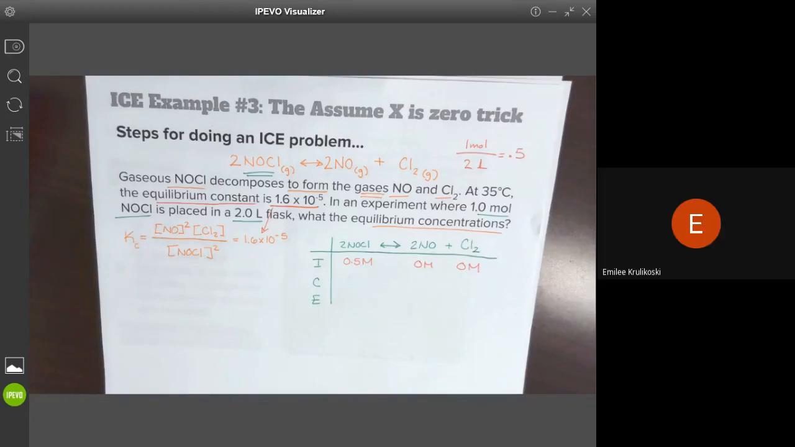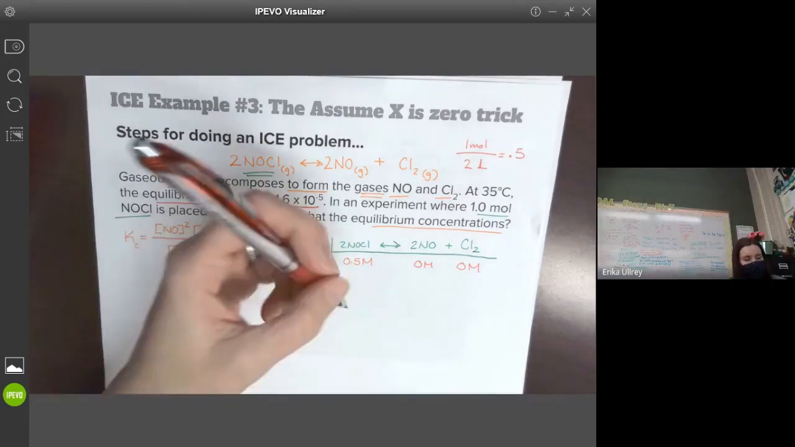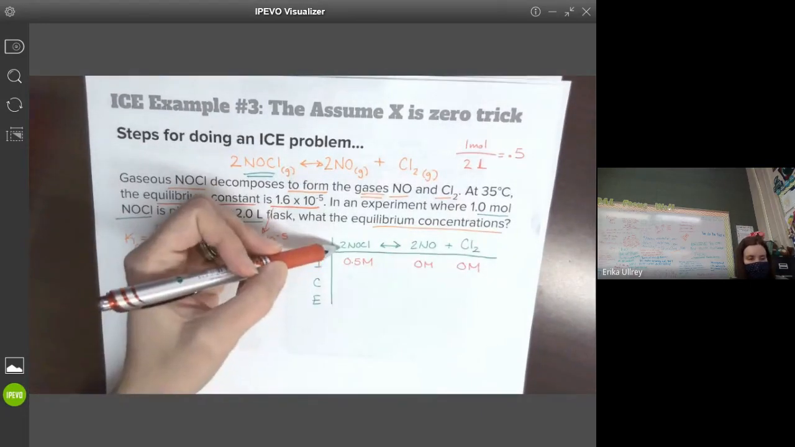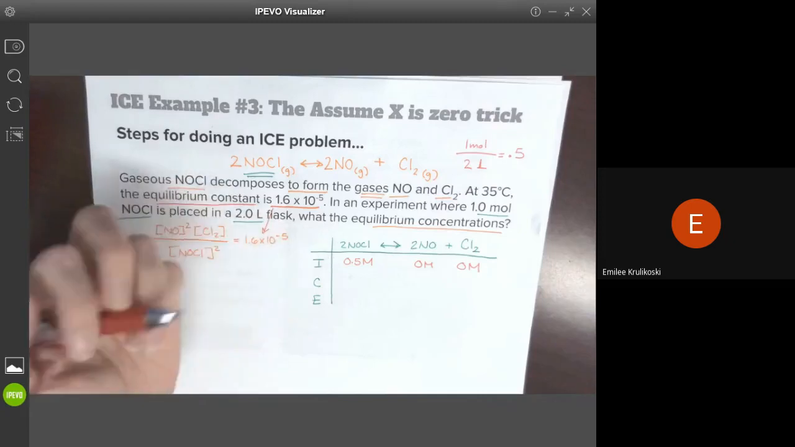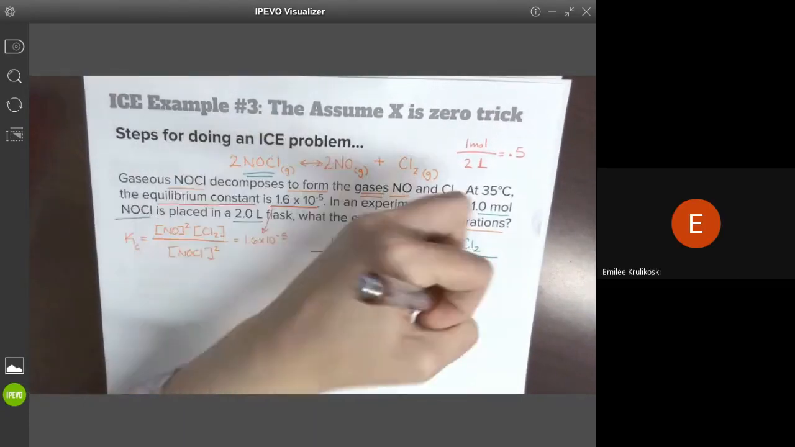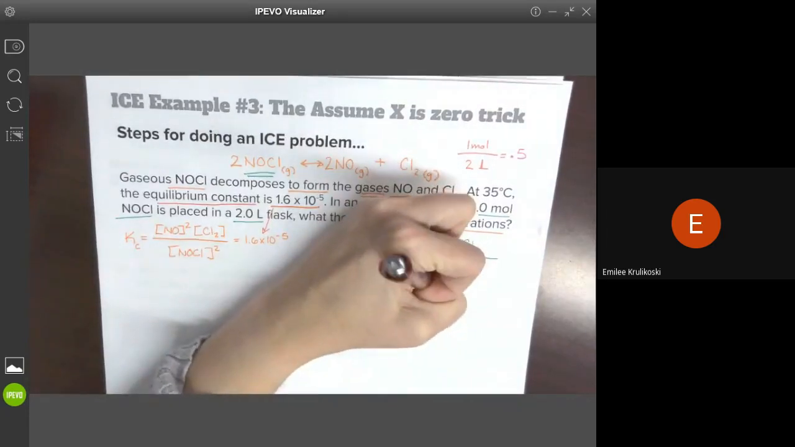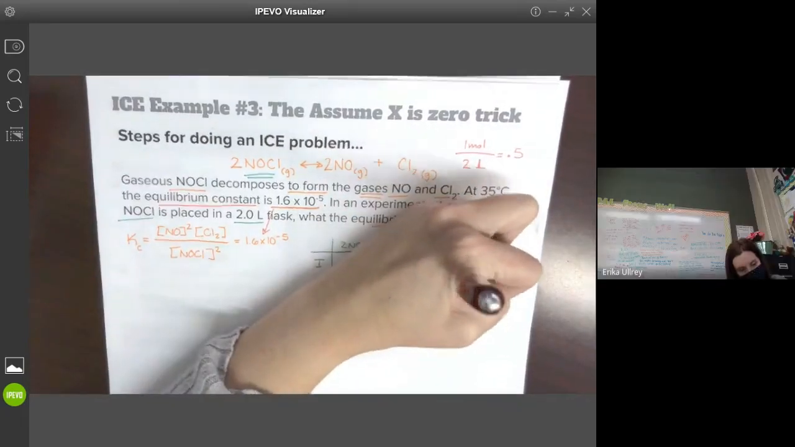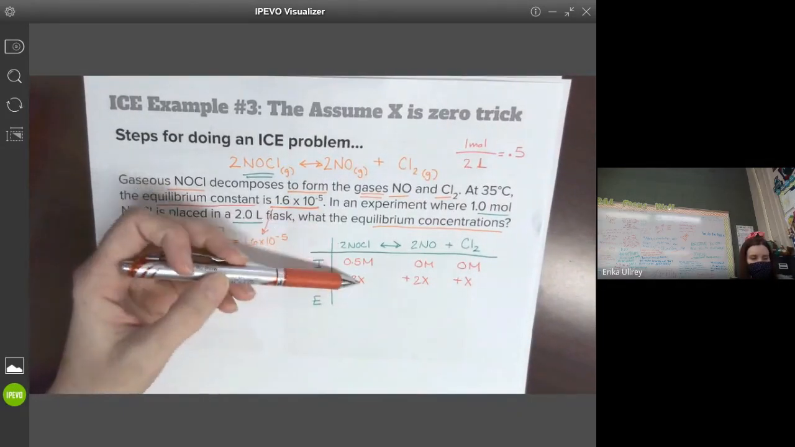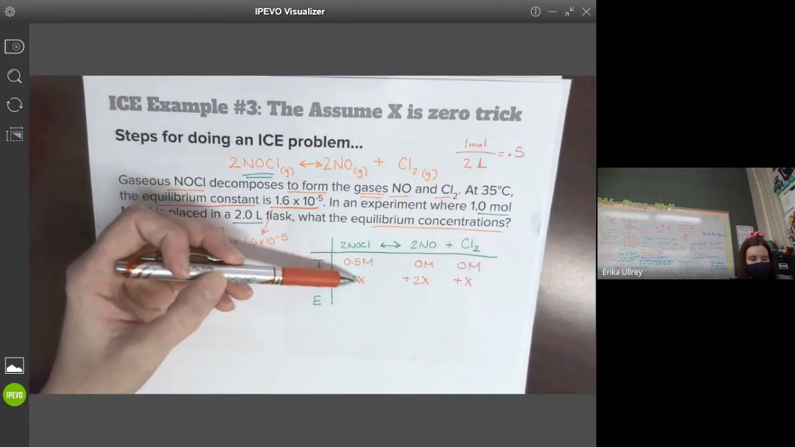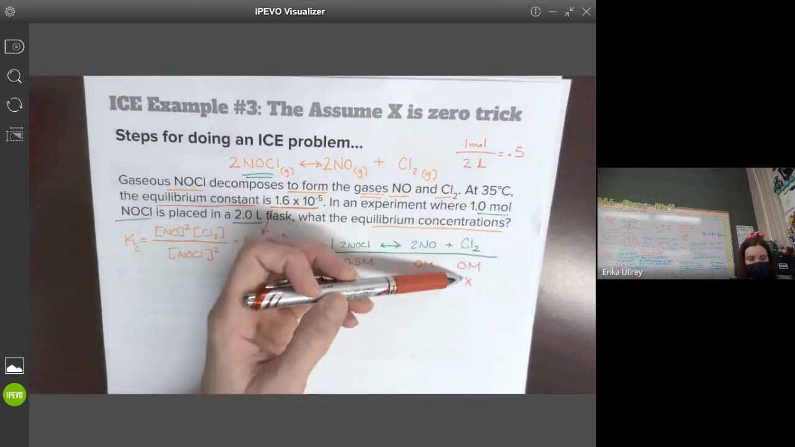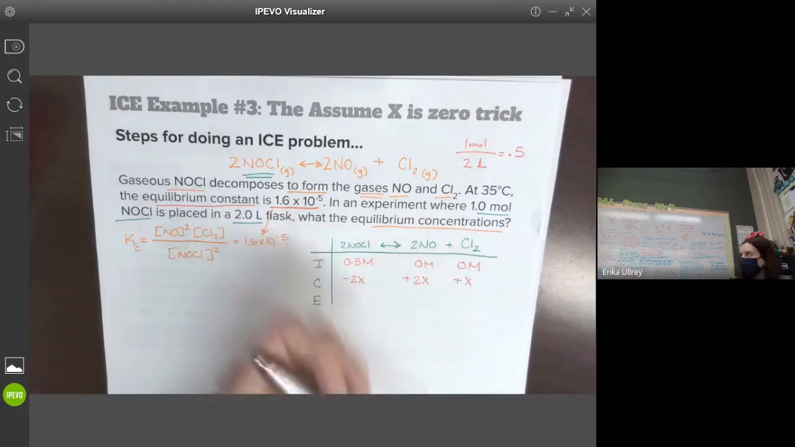Don't you put X? Yeah, so we're definitely looking at some value X, but remember it also relates to the coefficient. So minus 2X for NaCl, plus 2X for NO, and just plus X for Cl2. Perfect. Because we have this coefficient of 2, the change is double. And because the coefficient here is 1, it's equal to just the change.